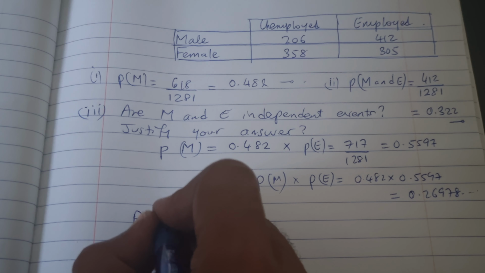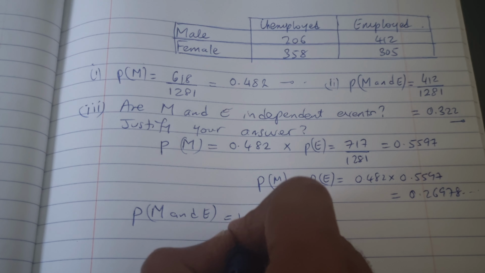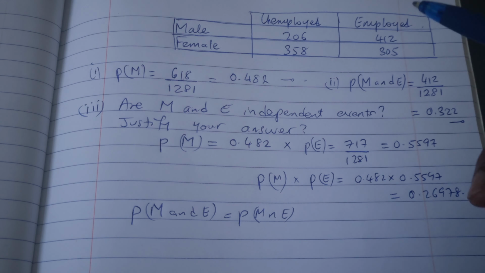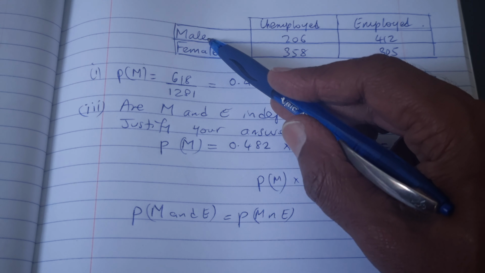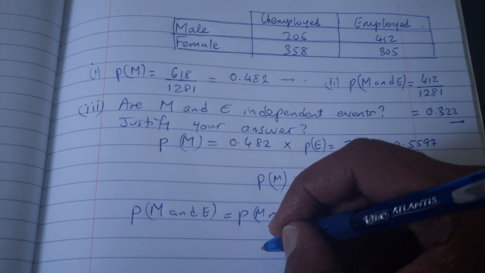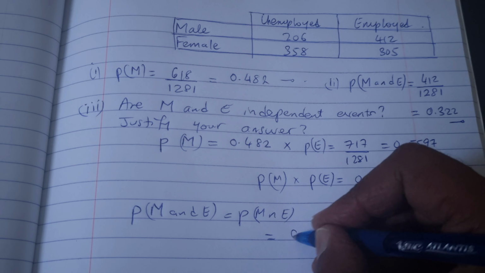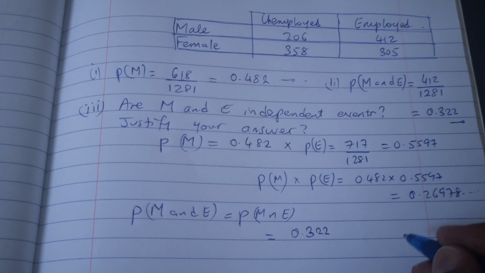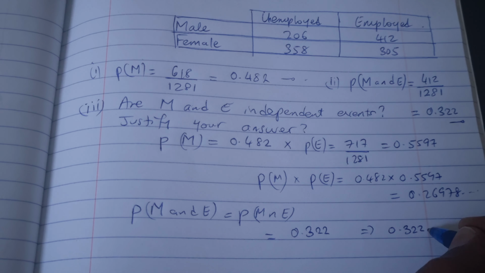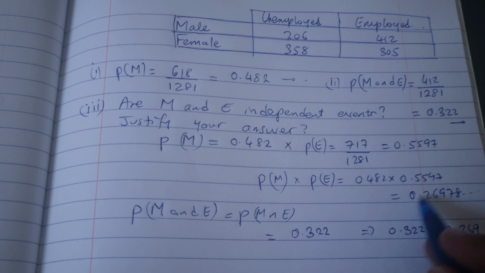We look at the probability of M and E. That basically means the probability of M intersection E, so male and then employed. So how many males and employed? We did that earlier and we got 0.322. So clearly it can be seen that 0.322 is not equal to 0.269. So these two are not equal.